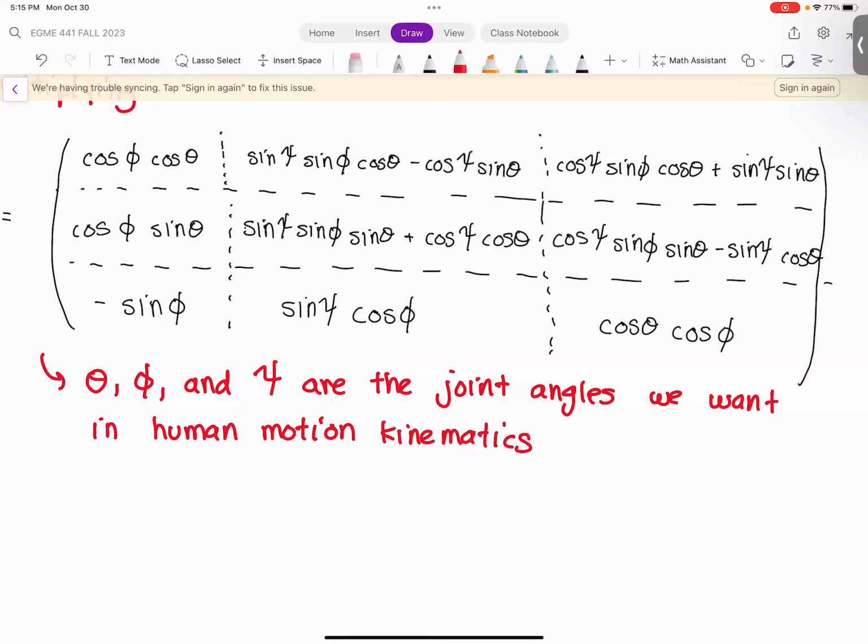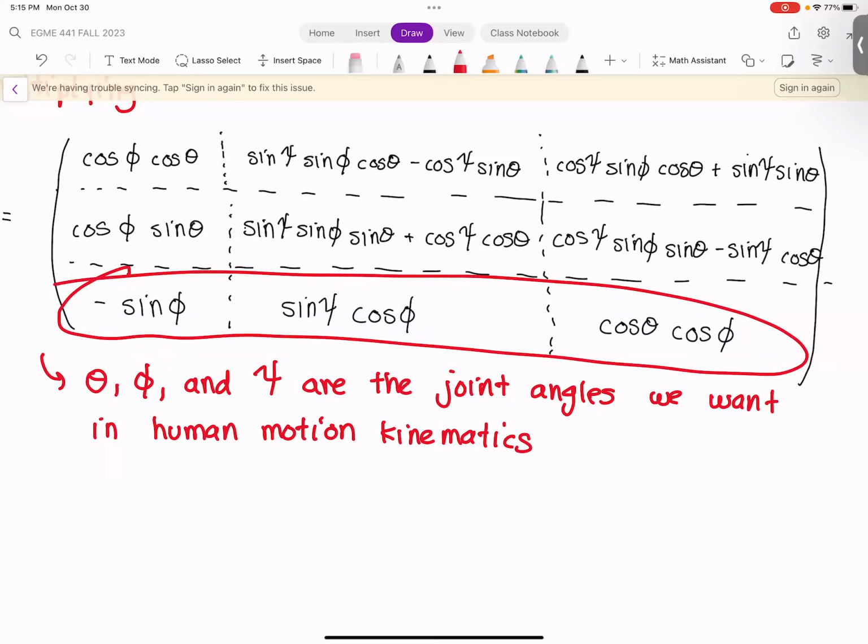And once we have numerical values for this matrix, we can use the formulas for each of these entries to determine what psi, phi, and theta are. In particular, the last row in the matrix is probably the easiest to use, because the expressions for that row are the simplest. You can use the entry in the bottom left to solve for phi explicitly, and then once you have phi, you can use the next one to solve for psi, and the last one to solve for theta.